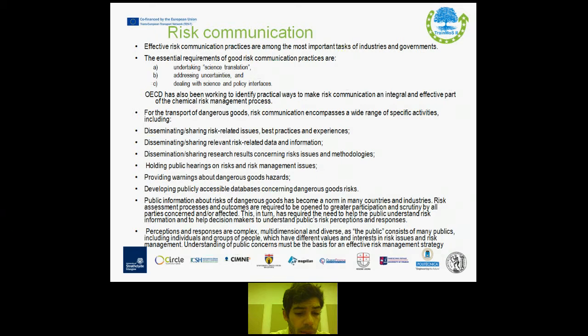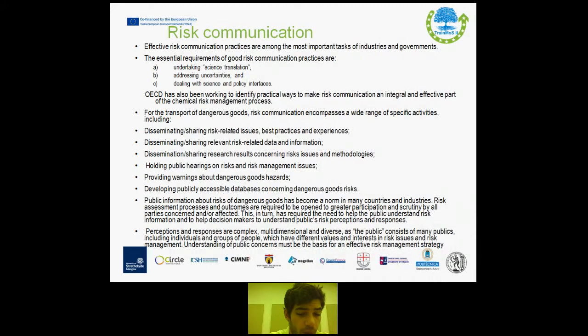Public information about risks of dangerous goods has become a norm in many countries and industries. Risk assessment processes and outcomes are required to be open to greater participation and scrutiny by all parties concerned or affected. This in turn has required the need to help the public understand risk information and to help decision makers to understand public risk perceptions and responses.